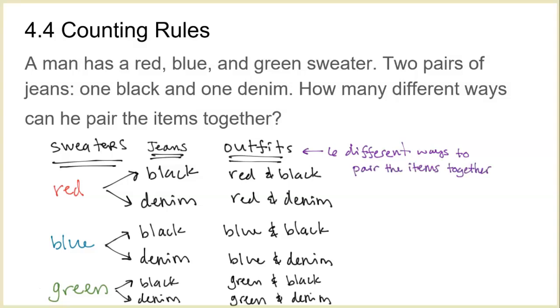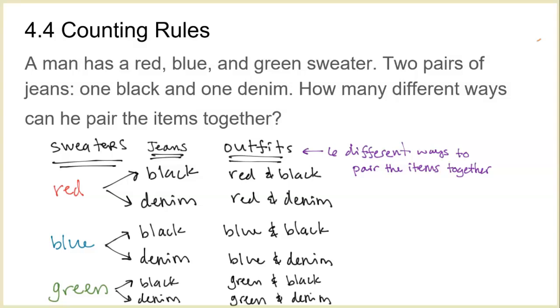Now, the benefit of the tree diagram is that we know what the outfits or what the different ways are comprised of. The other methods that we'll talk about in this section, we have no way. We only know the total number of outcomes. We don't know what those outcomes are unless we list them out in some way.